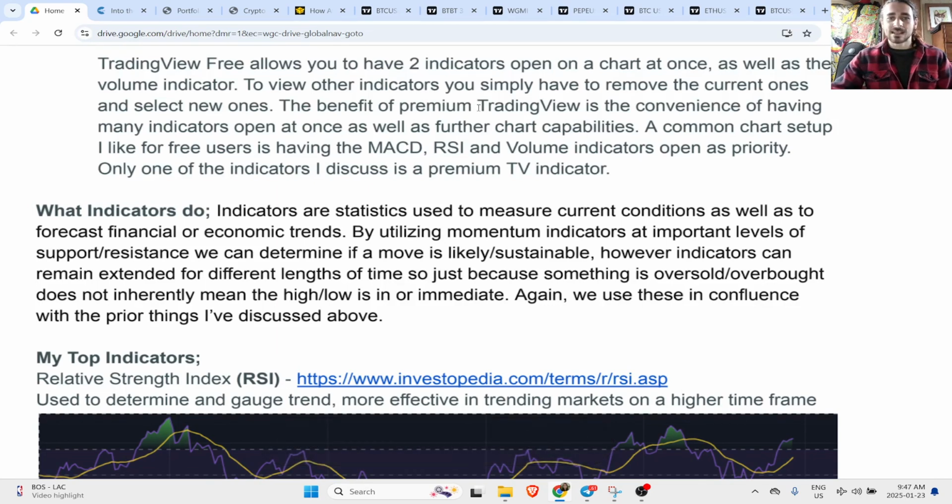But I want to emphasize, I got by with the free TradingView account for the longest time, for the first few years of my investing.